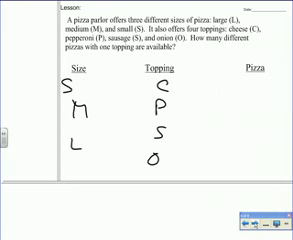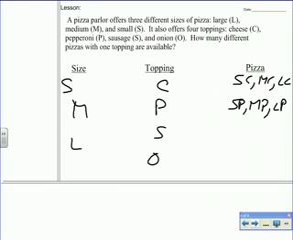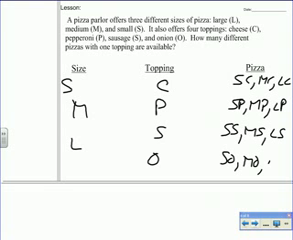I could get small cheese, medium cheese, large cheese, correct? Couldn't I get small pepperoni, medium pepperoni, large pepperoni? I could get small sausage, medium sausage, large sausage, or small onion, medium onion, large onion. So how many different pizzas with 1 topping available? 12. That would be our bottom number if we wanted to go and say, hey, if all those boxes were just lying there and you had to pick one, what's the probability of choosing a medium pizza?